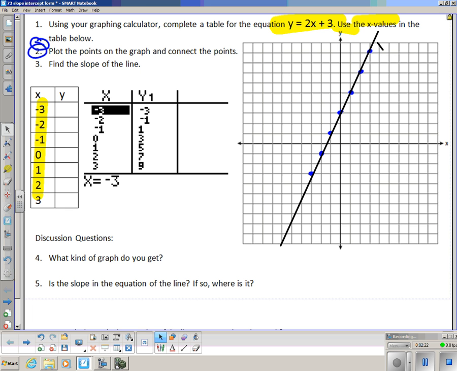It says, what kind of graph do you get? Well, we get a line. Okay. And the adjective that we use to describe a line is linear. Okay, who has the word line in it?